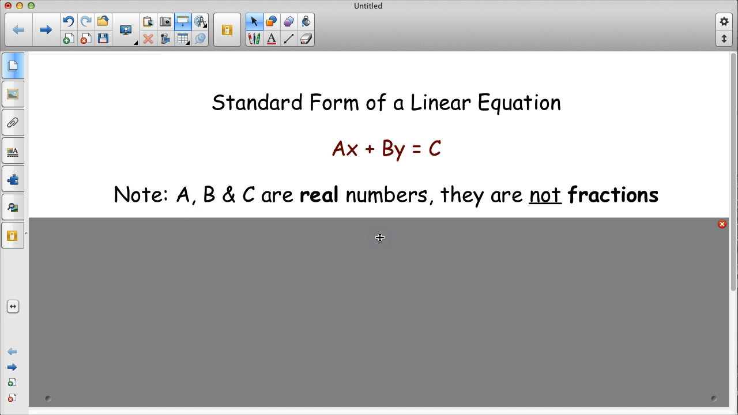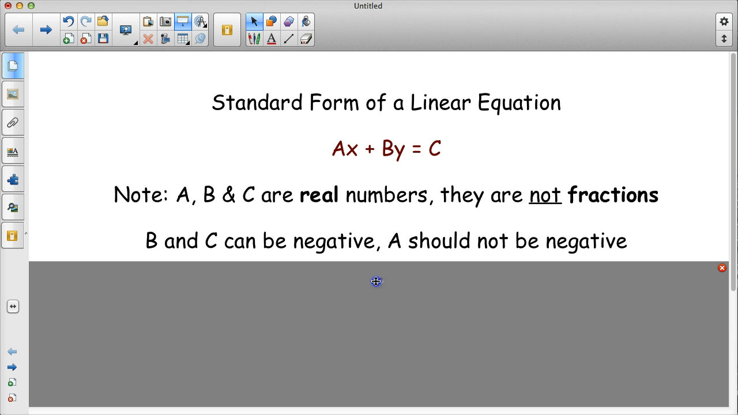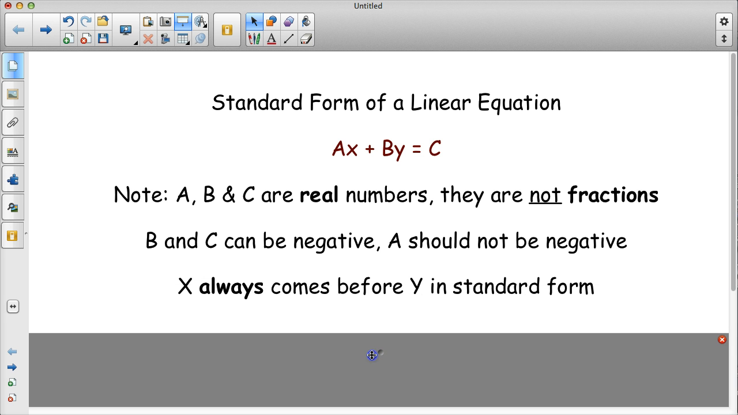First, a, b, and c are real numbers, but they are not fractions. However, I can't say that they are whole numbers because b and c can be negative, but a should never be a negative number in standard form. Also, x always comes before y in standard form. So again, standard form is ax plus by equals c, where a, b, and c are real numbers but not fractions.